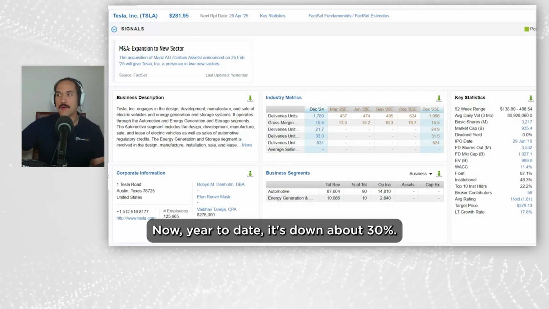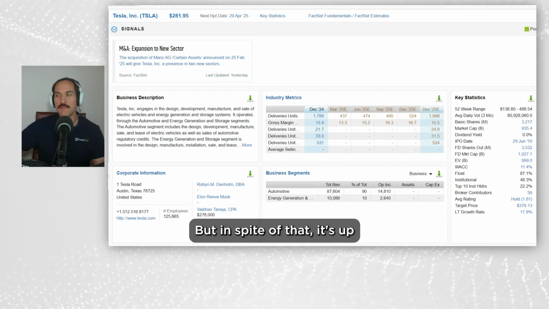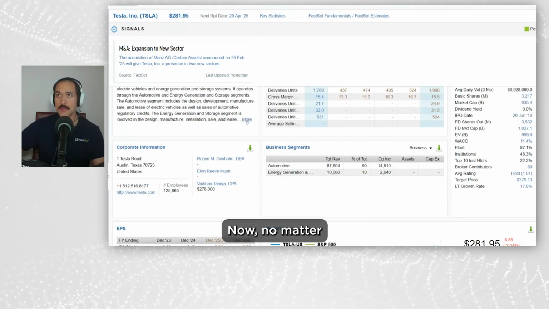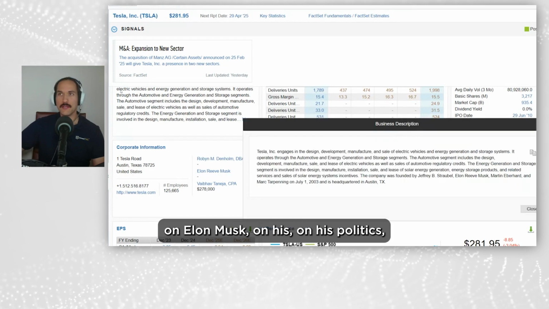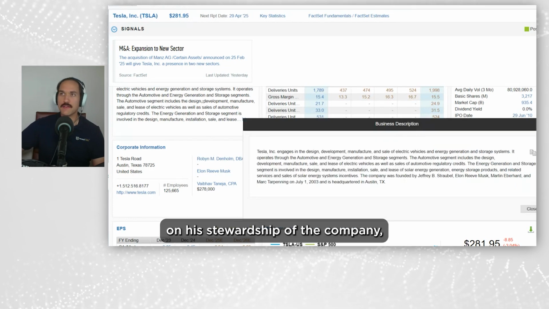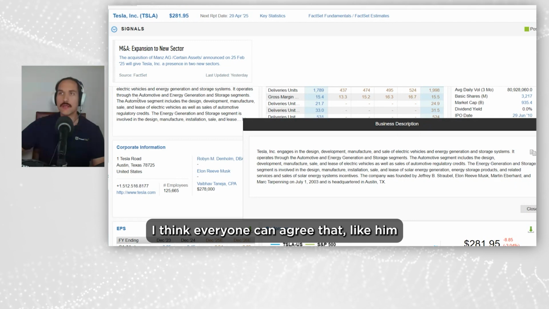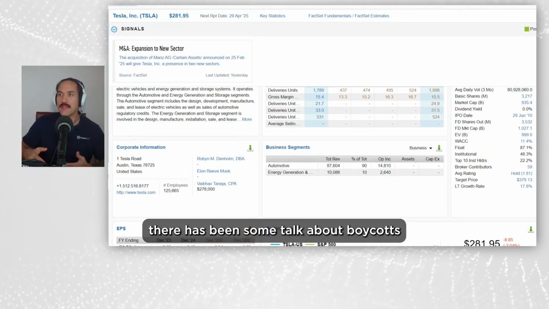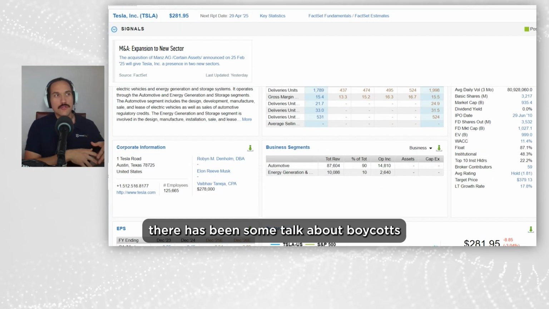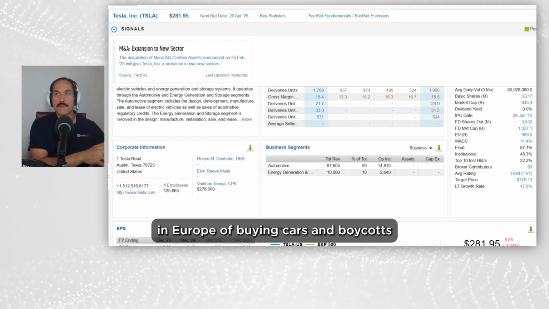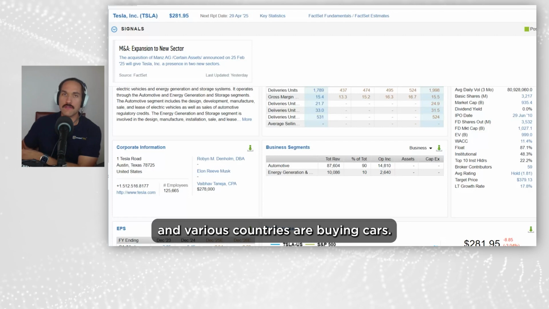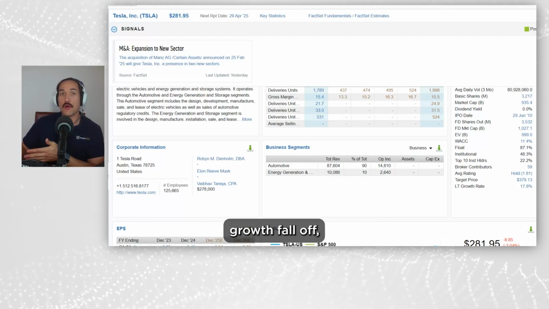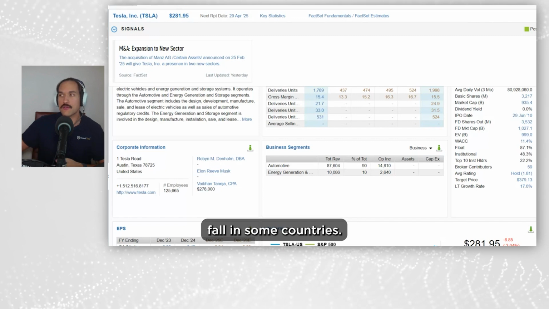Now, year to date, it's down about 30%, but in spite of that, it's up 41% over the past 52 weeks. Now, no matter your opinion on Elon Musk, on his politics, on his stewardship of the company, I think everyone can agree that, like him or dislike him, he's a pretty polarizing figure. And so, there has been some talk about boycotts in Europe and in various countries of buying cars. And in terms of it bearing out, you've seen revenue growth fall off. You've seen revenue fall in some countries.